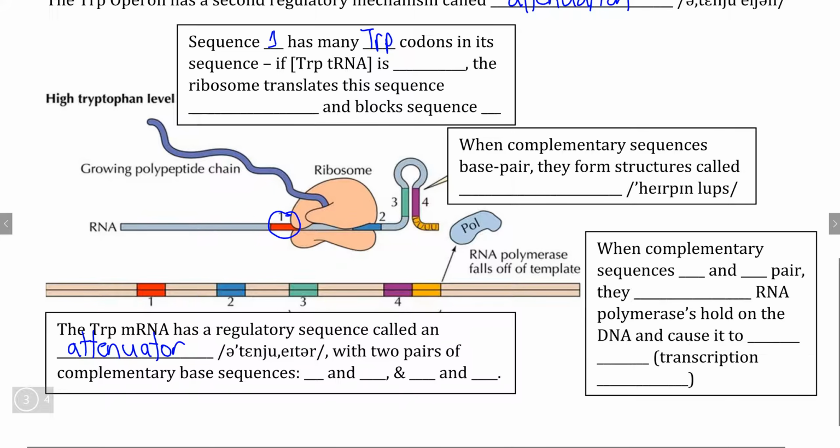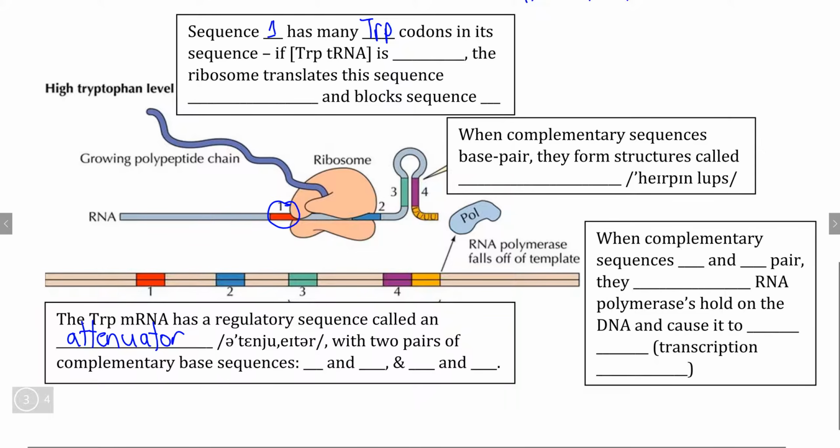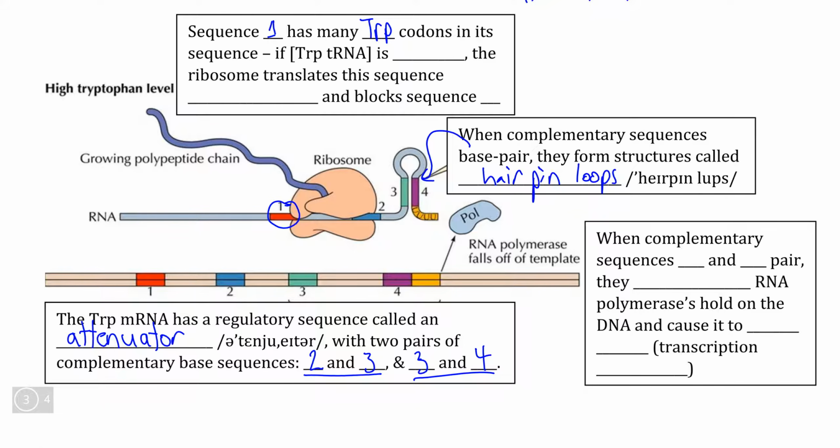which has important methods of regulation that relate to the process of translation rather than transcription, whereas sequences 2 and 3 in the attenuator sequence are complementary to one another, as are sequences 3 and 4. And what this means, depending on which sequences are able to bind with each other, is that when these complementary sequences form base pairs, they result in unique structures which we call hairpin loops, and these hairpin loops have specific ramifications for how transcription is regulated.